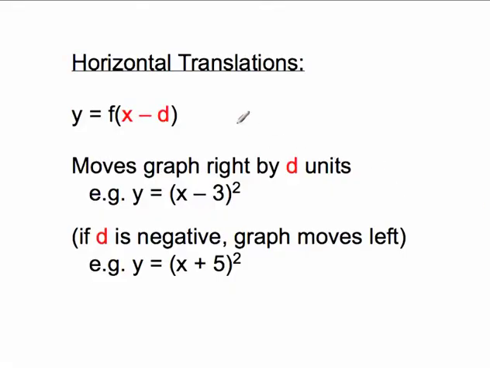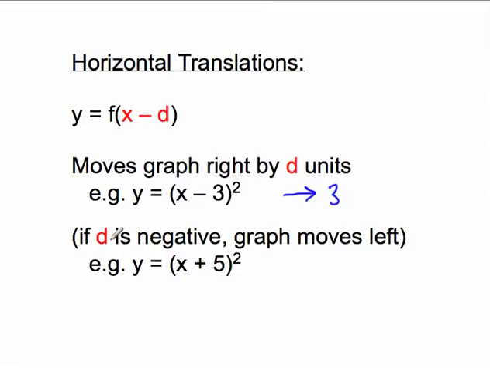So horizontal translations happen when you replace x with x minus d. And we put the minus there because that makes moving to the right the convention. So when you replace x with x minus d, you move the graph right by d units. So this, y is equal to x minus 3 all squared, would be a parabola moved to the right by 3. And you're probably familiar with that from learning about parabolas and quadratics last year.